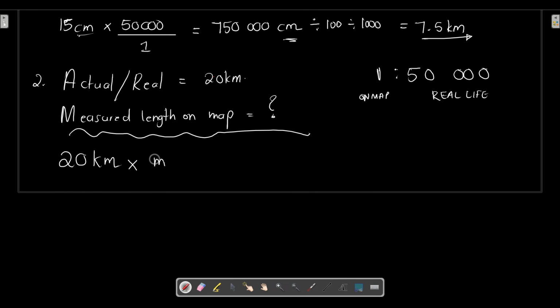So we multiply by the measured. What do we want? We want the units on the map, divided by what do we have? This 20,000 is what we have, and what does that represent? It just represents the real life. So that is how we're going to get to our answer.